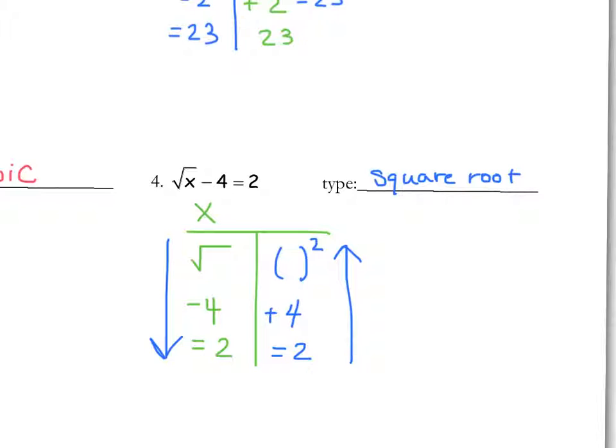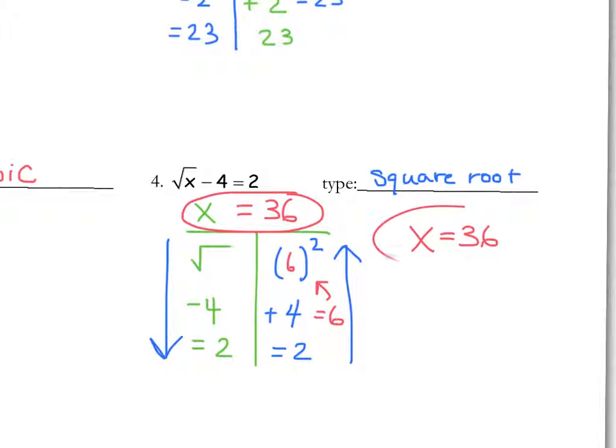You only worry about plus or minus when the square root is on the right side or the inverse side of the chart. So for this one, I'm going to do 2 plus 4, which is 6. Take 6 and square it, and that gives me a nice round figure of 36. So my answer is x equals 36. Excellent.